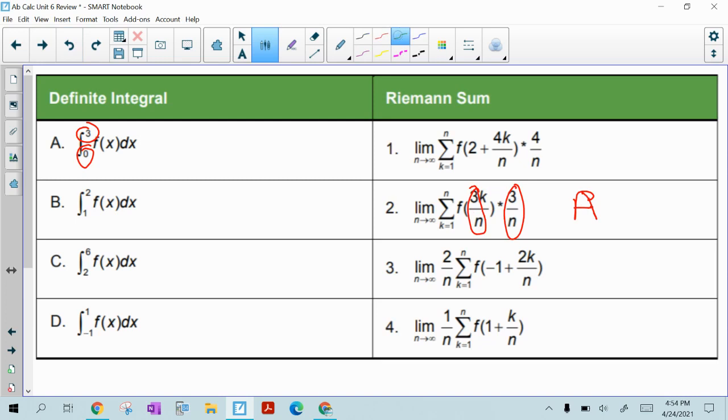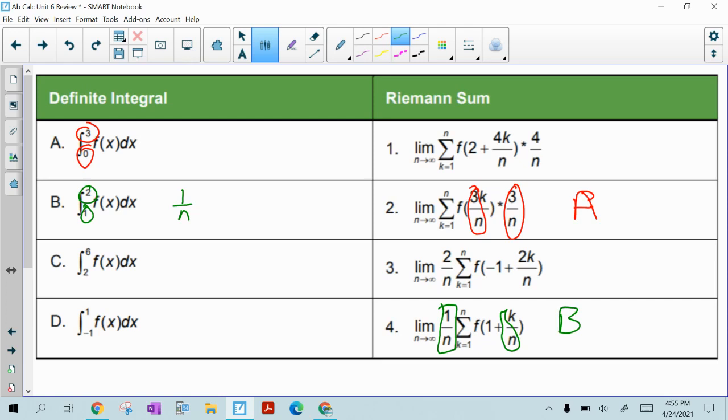Next, change colors and change problems. Looking at 1 and 2, I've got a difference between those two of 1. So I'm going to say I've got 2 minus 1 over n. So let's see, 1 over n. I should be seeing something with 1 over n somewhere in there. Oh no, I've got a 1 over n here, and I've got kind of a 1 over n in there. So I'm looking at B on this one.